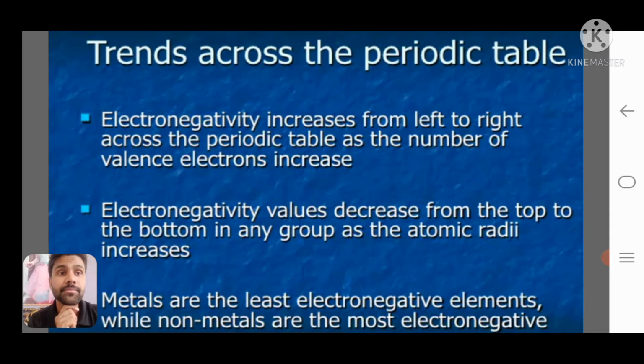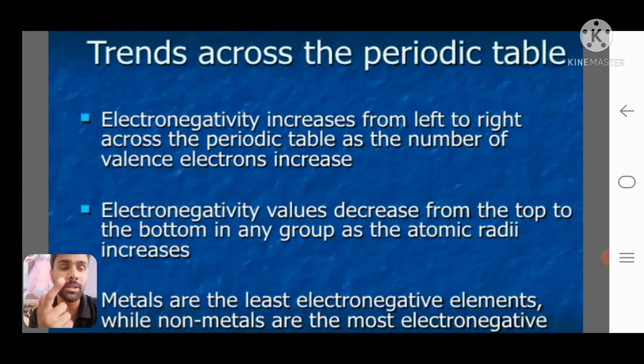And its trend across the periodic table: the electronegativity increases from left to right in a periodic table as the number of valence electrons increases. When we move from left to right in a periodic table, the number of electrons increases gradually.